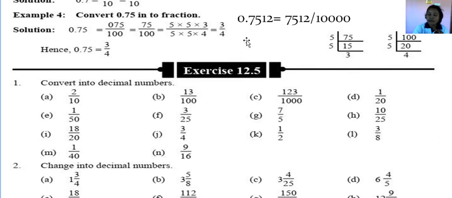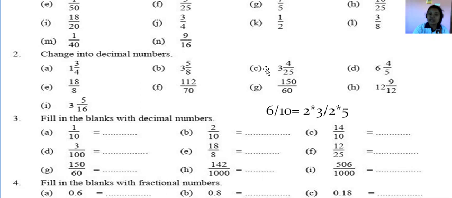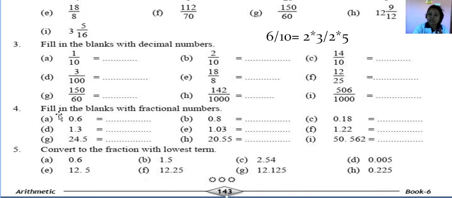So this one you have to do. You have to use prime factorization while converting decimal into fraction. In this question number 4, most of the questions you have to convert with the help of the prime factorization method. So understand, whenever you have to convert from fraction to decimal, use the division process. Decimal to fraction, use the prime factorization process.